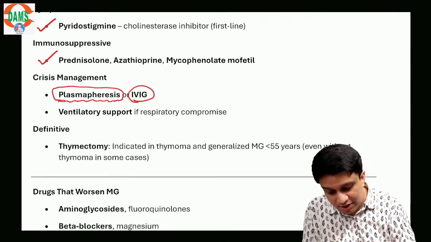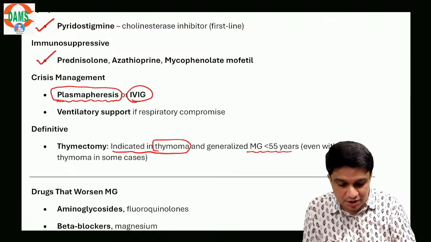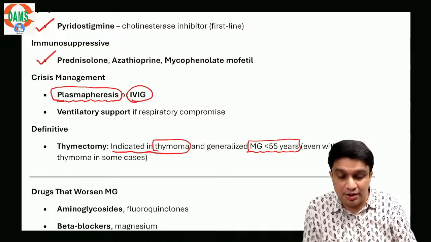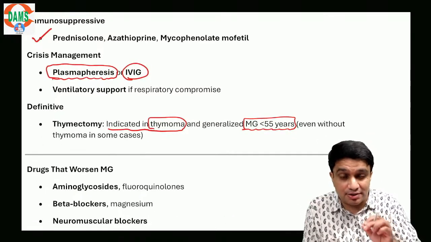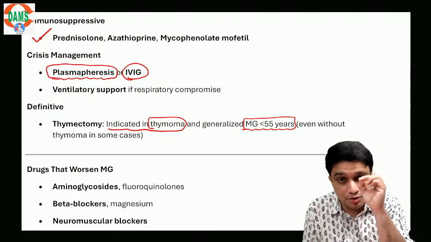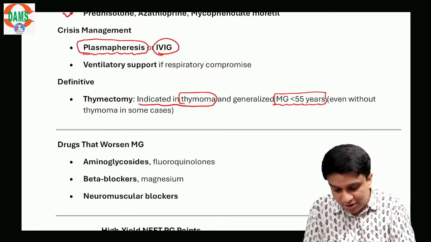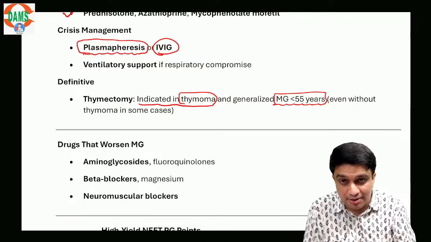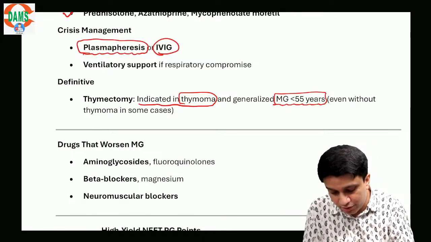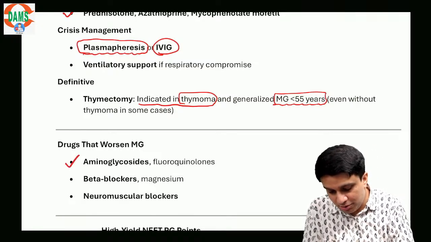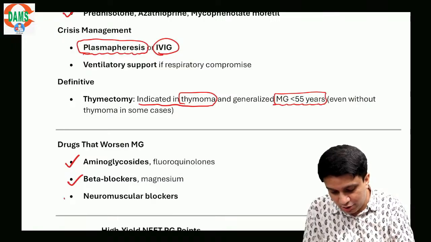Thymectomy is indicated in all patients of thymoma and in patients with generalized myasthenia gravis whose age is below 55 years. Even without thymoma, yes, 65% are hyperplastic, you have to remove them also. This has also come in the exam. What are the drugs that may worsen myasthenia? Antibiotics like aminoglycosides, fluoroquinolones. Beta blockers, magnesium, and neuromuscular blockers.